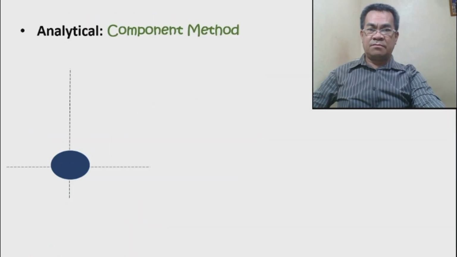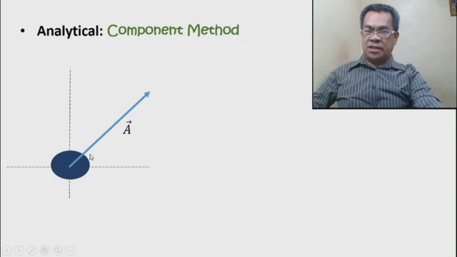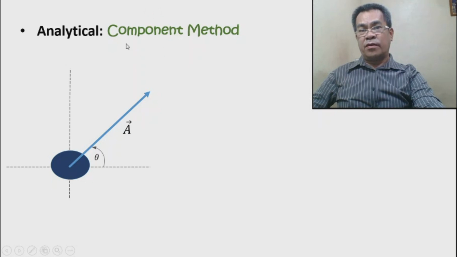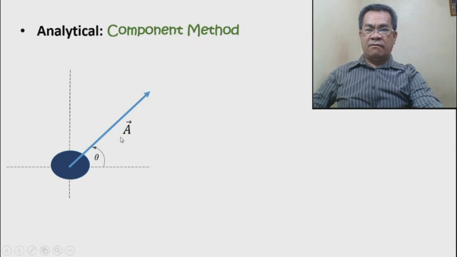Okay, so let's start. Analytical component method. So suppose I have this object again. Suppose this object is subjected to a force. So we have the vector A and we have the direction. Now if you use the component method, then from the name itself, the method uses the components, and the components are the components of the vector. So if we have vector A, it has components.